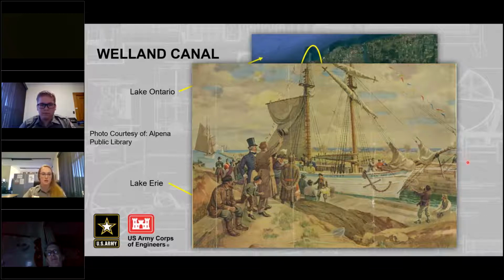At this time, wooden sailing vessels had been common on the lower lakes for about a century, but now the vessels from Lake Ontario could also access Lakes Erie, Michigan, and Huron. Ship sizes then increased with trade and industry, and the wooden locks became a bit too small for the larger vessels.